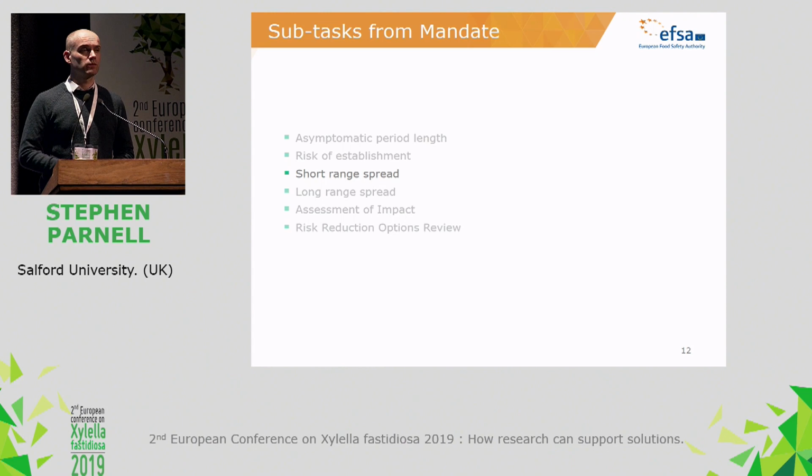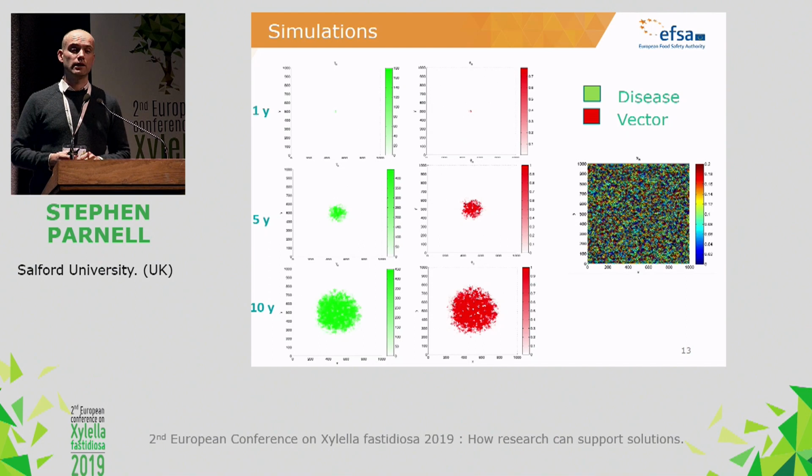The next aspect was spread, and we looked at spread in two components, so short-range spread and long-range spread. And that was because there are different epidemiological processes at these two different spatial scales, and it's difficult to combine those into a single model. So this short-range spread was the work led by Gianni Giulioli, who presented yesterday, so I won't describe his model in too much detail, except to say that he keeps track of the infected vectors and the disease, and how that changes across space and time in a situation of olive orchards.